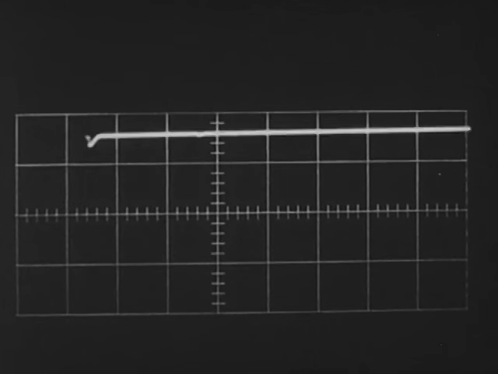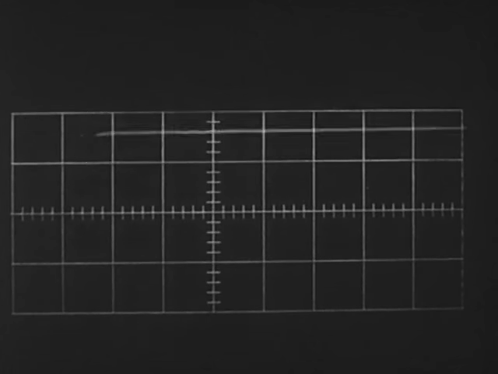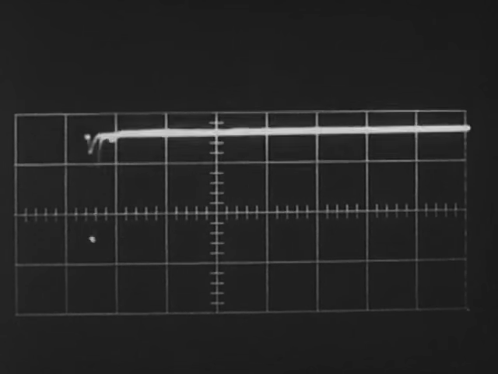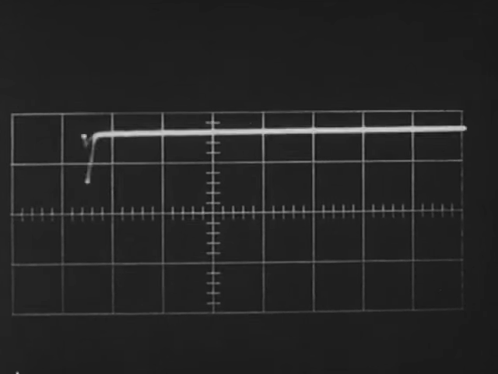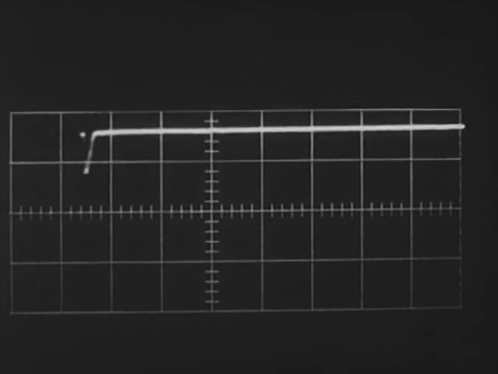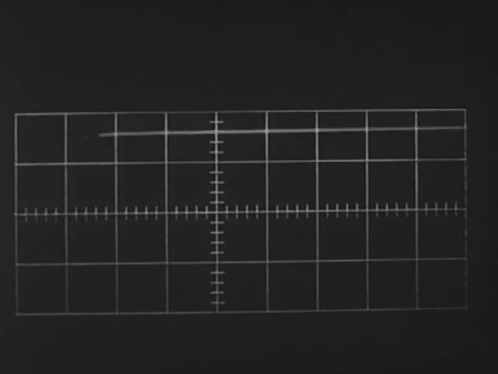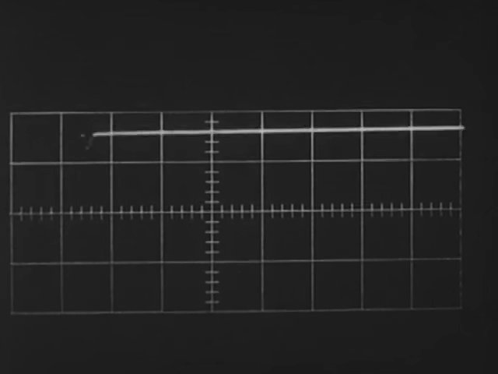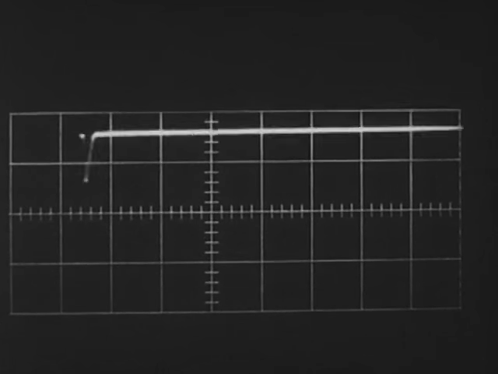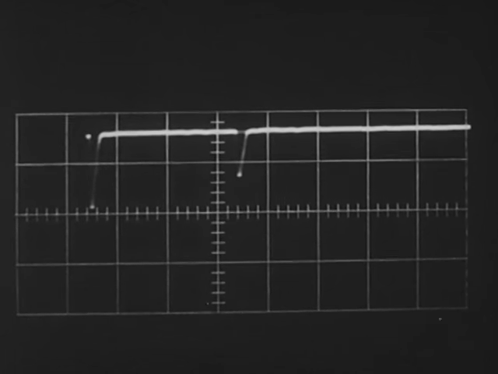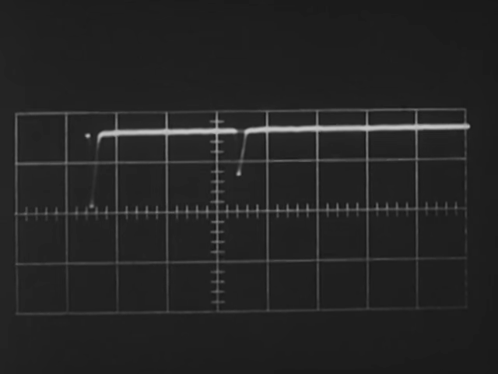But there, did you see that one? About 2 divisions out from the starting pulse? Let's see some more. There. There. Now I want to look at the next one in a little more detail. There. That one still has the first pulse on it where the meson entered the scintillator.